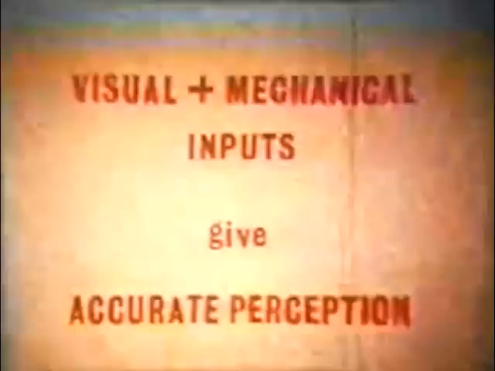To return to our experiment, the trolley is made in such a way that the subject's view is limited so that she cannot see the floor. And as the trolley is moved backwards and forwards within the room, this is what she sees and feels. I'm moving forwards and backwards, now forwards. Backwards. The subject maintains an easy balance and reports her movements quickly and accurately. So it is true to say that visual plus mechanical inputs give accurate perception.